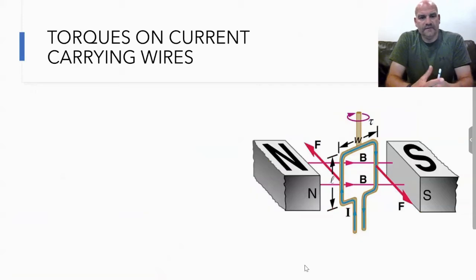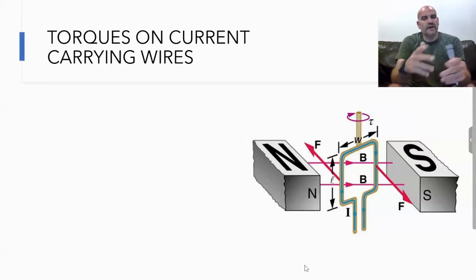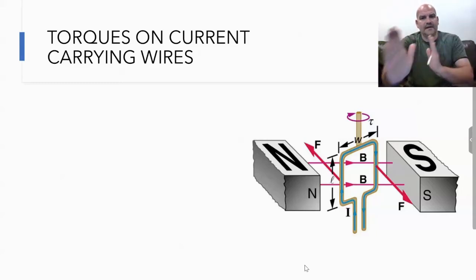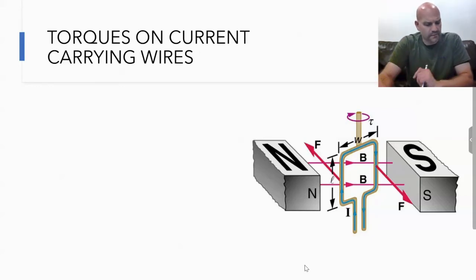Hi, welcome back to AP Physics C, Electricity and Magnetism, again, Unit 4, looking at magnetic fields. In this video, we're going to look at torques on current carrying wires. In the last video, we looked at just what happens when you had a piece of wire in the magnetic field. But now let's look at what happens when we have a configuration of wires attached to an axis of rotation, and the interaction between that current carrying wire and the magnetic field.